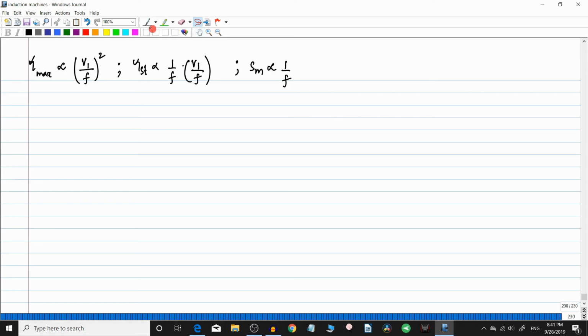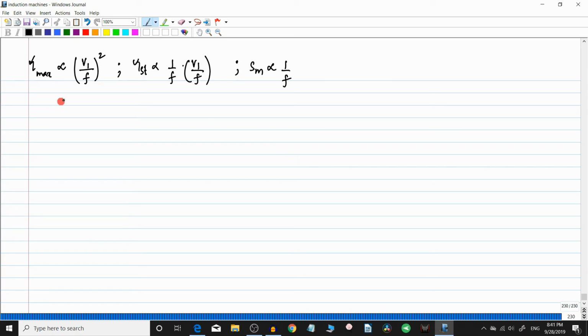In fact, the same topic I have already discussed while discussing variation of torque slip characteristic with respect to frequency. In that, I think we didn't maintain V by F constant. I don't remember that, but almost the same concepts have been covered here. Okay, so now let us see.